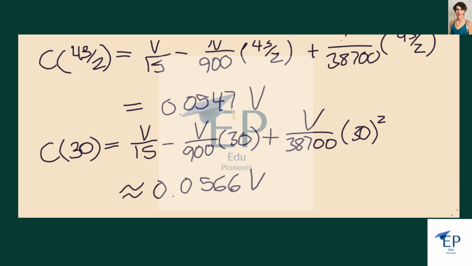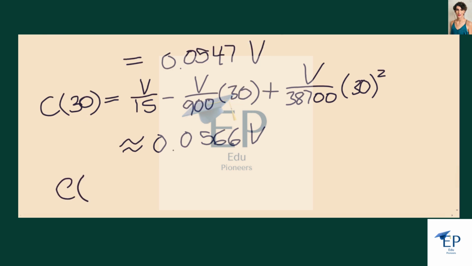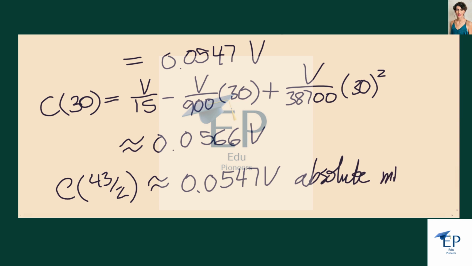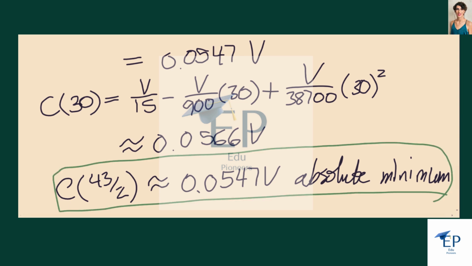Therefore, we see the lowest of these, c of 43 halves, which we saw was approximately 0.0547 times v, is the absolute minimum on the interval from 0 to big T. Okay, so in other words, this is the optimal time to replace the system at 43 halves months, because this is when the value of c will be the least.